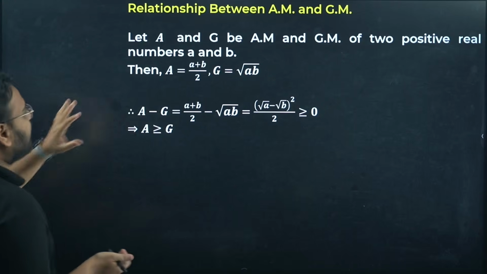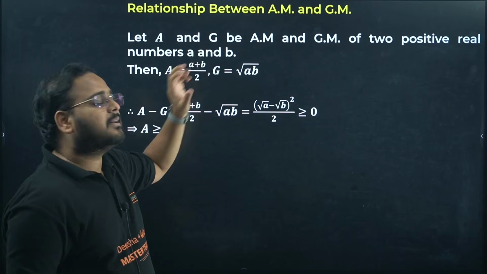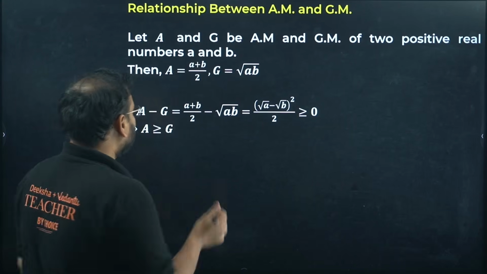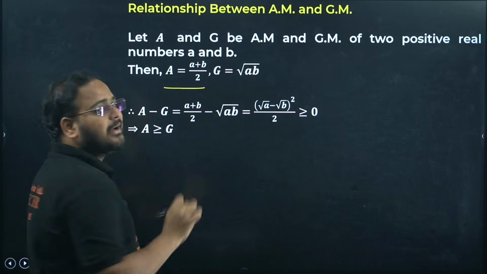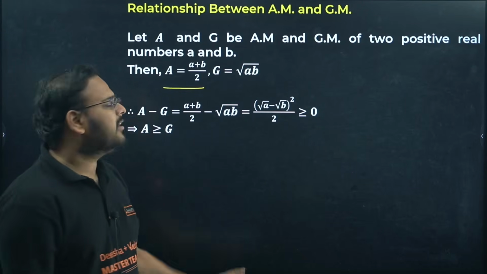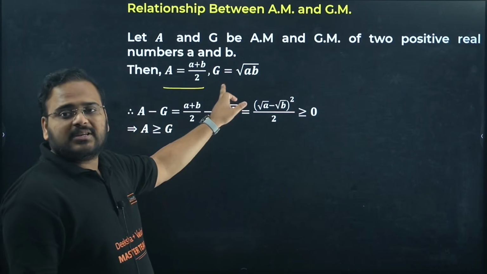So we know how to find AM. What is the arithmetic mean, sir? If you have two numbers A and B, the arithmetic mean is, sir, (A plus B) by 2. You know that, right? In the same way, the geometric mean is, sir, root AB.